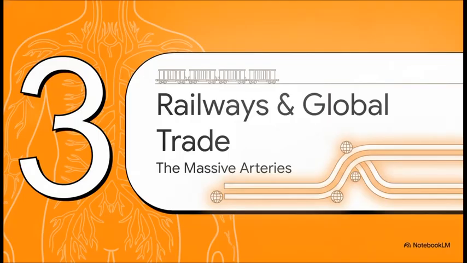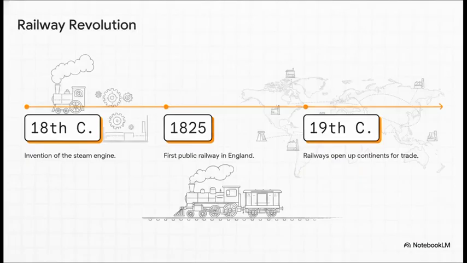All right, shifting gears to Section 3, railways and global trade. Let's see how long-distance, high-volume freight completely changed the game. This whole railway revolution absolutely did not happen overnight. It was initially sparked in the 18th century with the invention of the steam engine. Fast forward a bit to 1825, and we see the very first public railway operating between Stockton and Darlington in northern England.